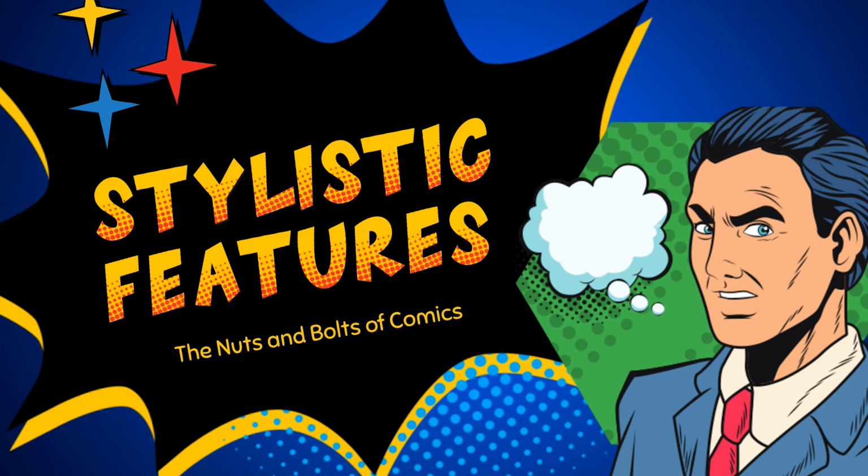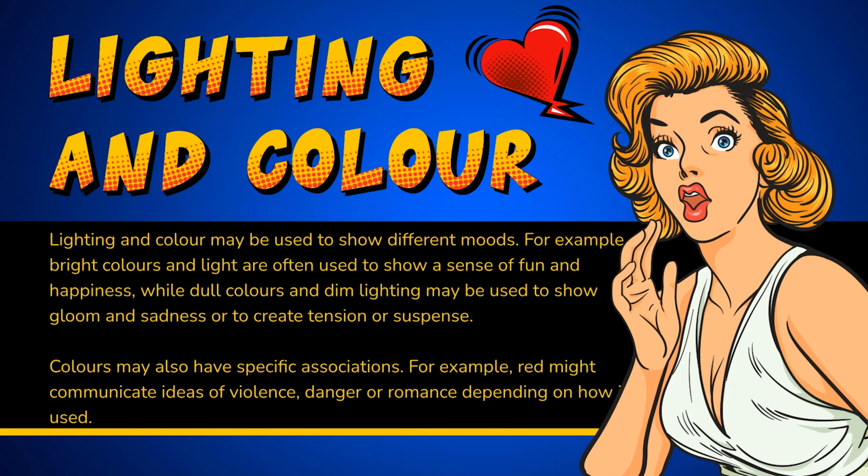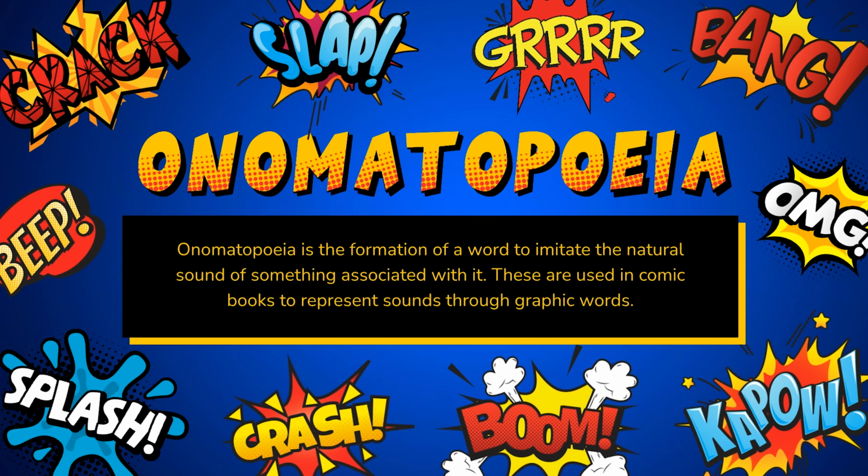Now that we have covered structural features, let's move on to stylistic features, which are the artistic choices that bring our comic book to life. Lighting and color are essential for setting the mood. Bright colors often signal joy, while dull colors or dim lighting create tension, suspense, or sadness. Red, for example, can be used to suggest violence, danger, or romance. Onomatopoeia involves the use of graphic words to represent the natural sounds of objects or actions, bringing a sense of auditory impact to the static images of a comic.